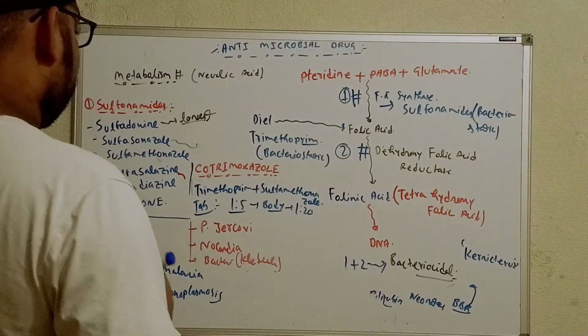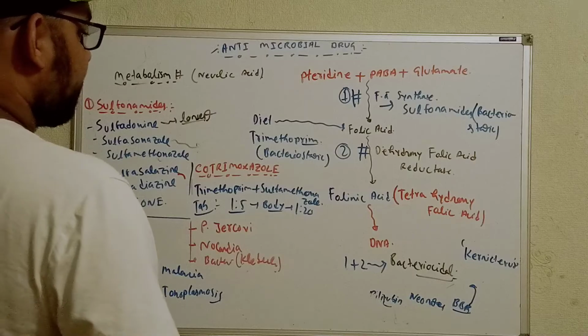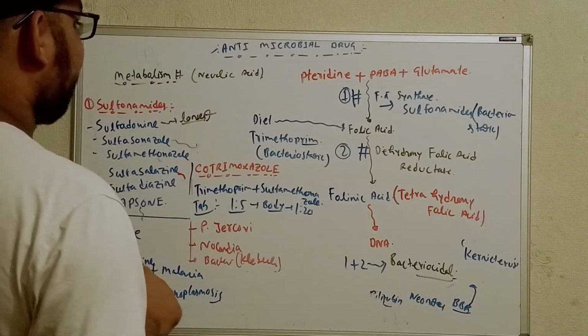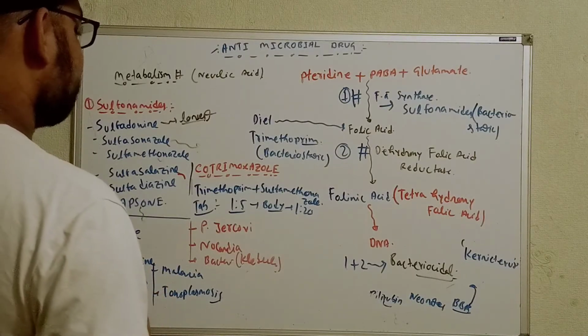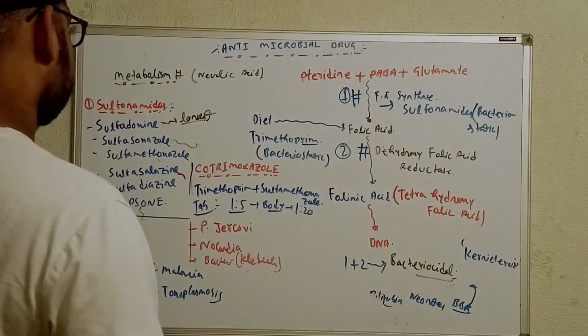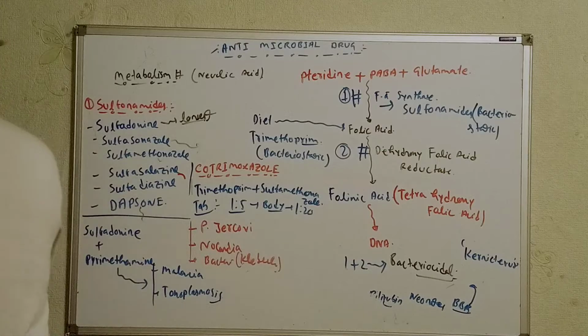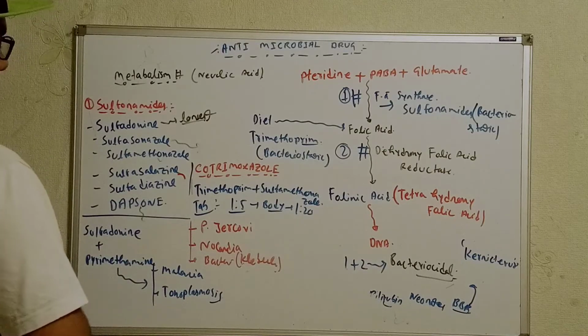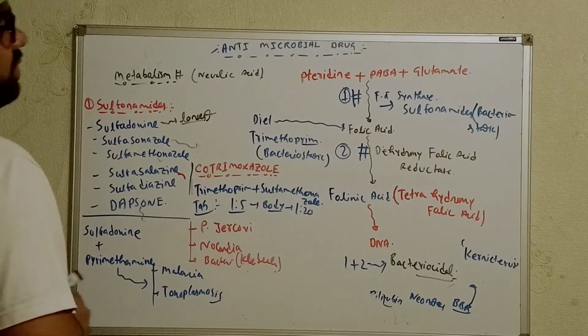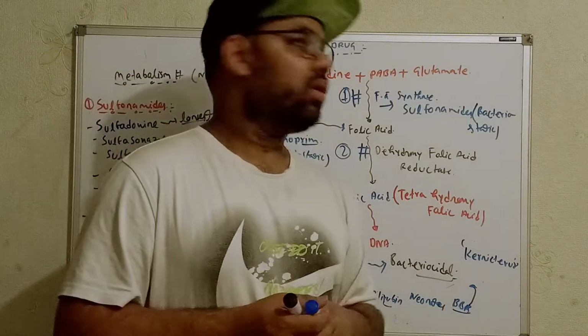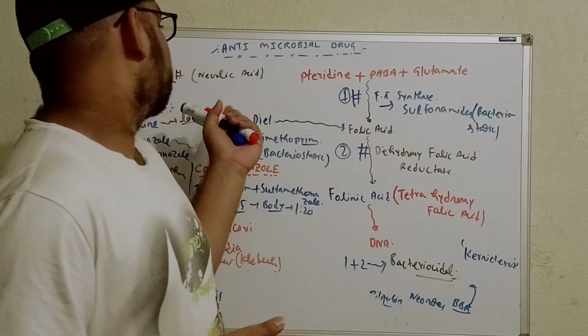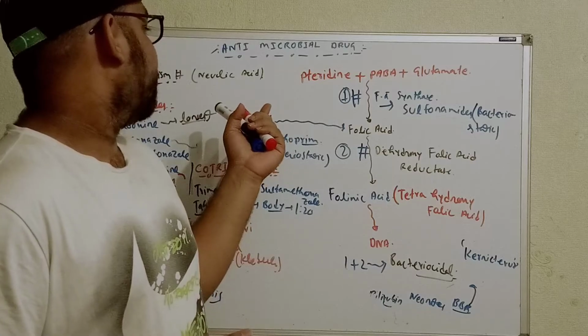Now we'll talk about some groups of drugs that inhibit the DNA gyrase enzyme. The DNA gyrase enzyme inhibitors we'll talk about in the subsequent parts of the video, otherwise the video will be too long. That covers the antimicrobial drugs for these topics.